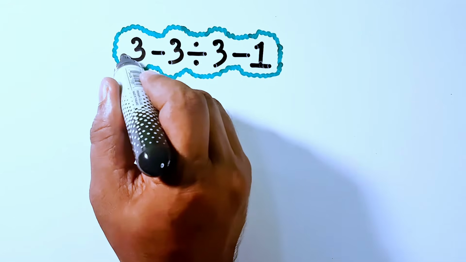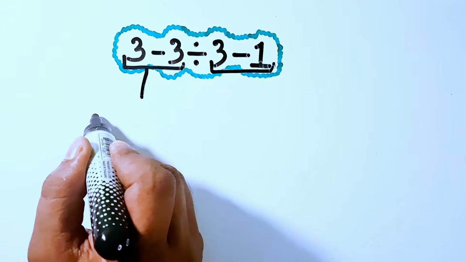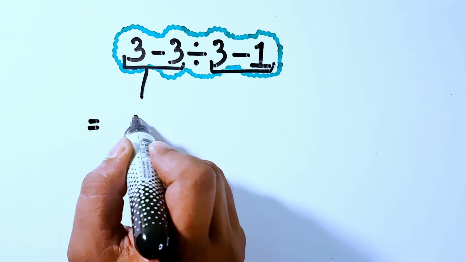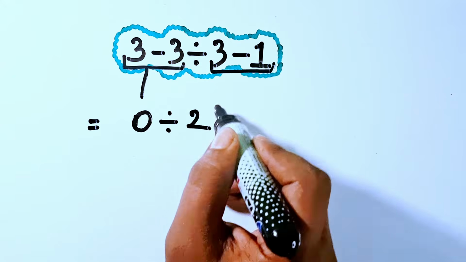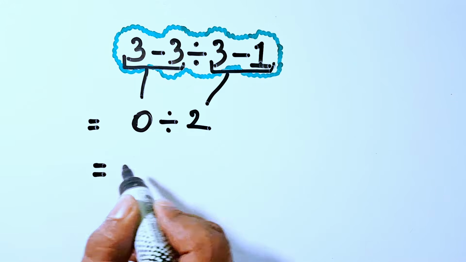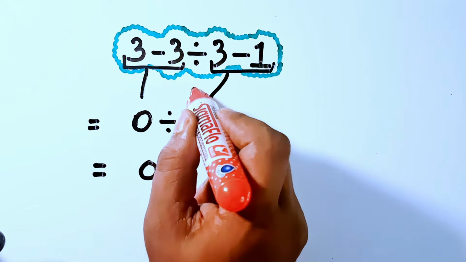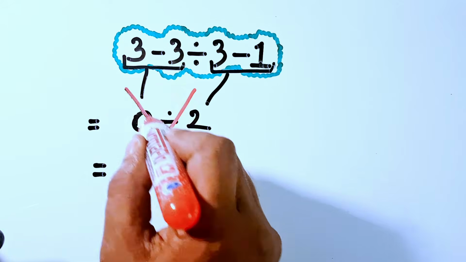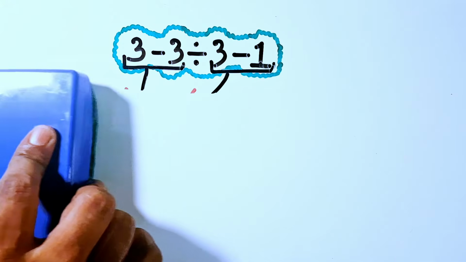Today we will do another simplification problem. First, 3 minus 3 is equal to 0, divided by 3 minus 1, 2. 0 divided by 2 is equal to 0. But it is totally wrong because we didn't follow the PEMDAS rule.